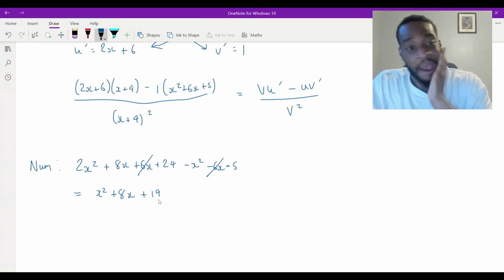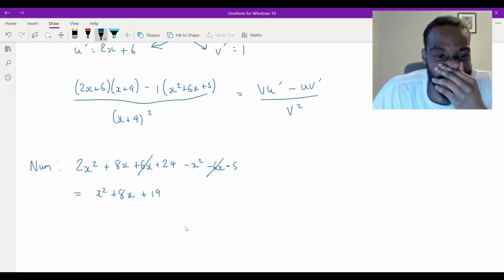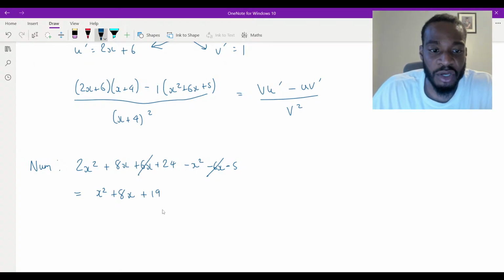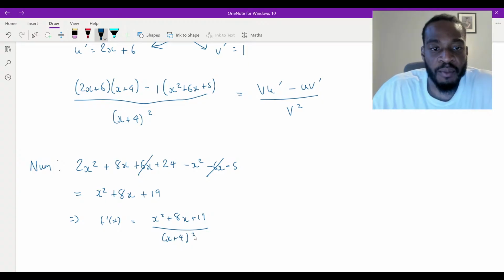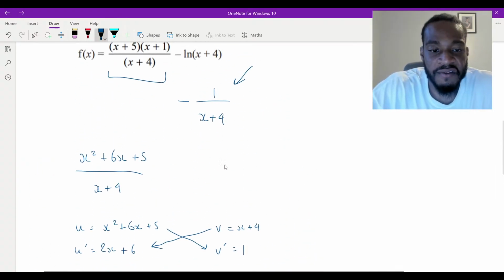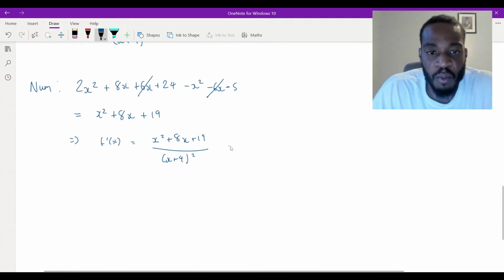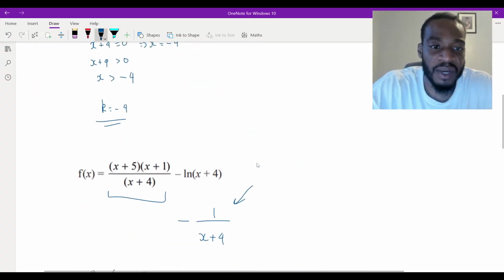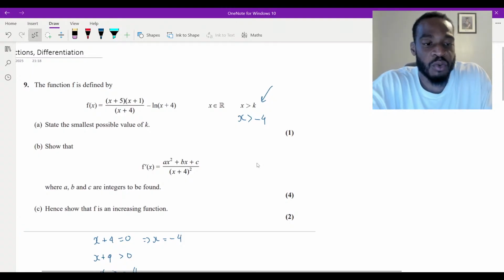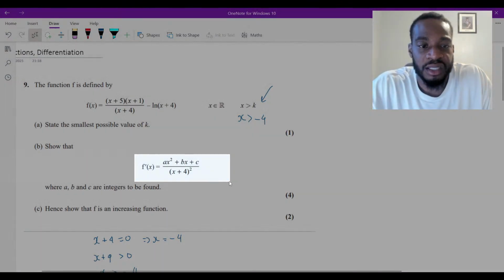Yeah. All right. Okay. So we've got x squared plus 8x plus 19 for the numerator. So the actual f dash of x is going to become x squared plus 8x plus 19 over x plus 4 all squared. And then remember that term at the end, minus 1 over x plus 4. Minus 1 over x plus 4, like that. Are we happy with that? Now let's get what we're trying to show, by the way. It's a show that question. We're trying to show that f dash of x is that.